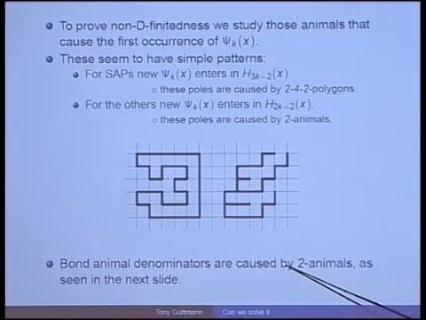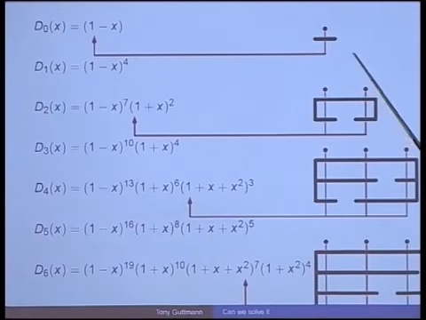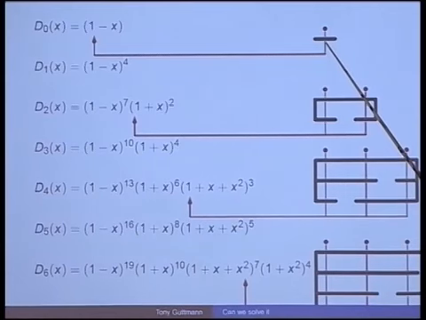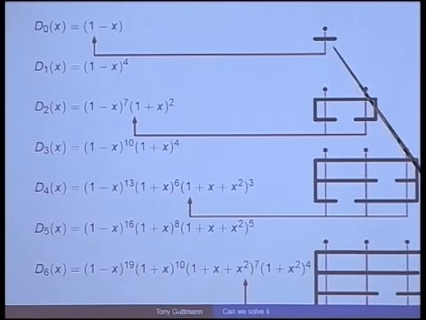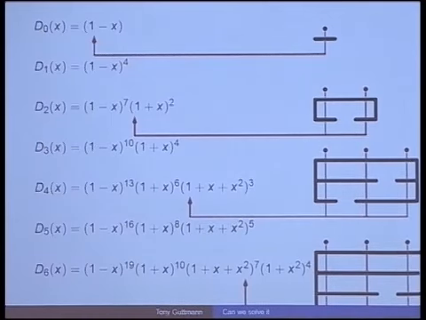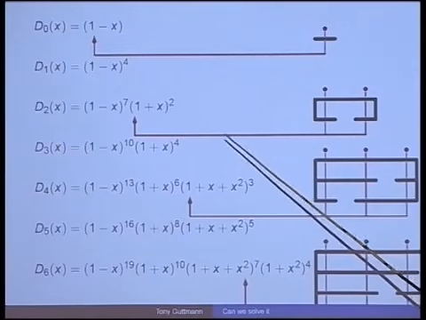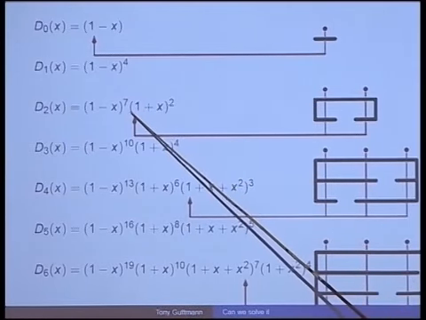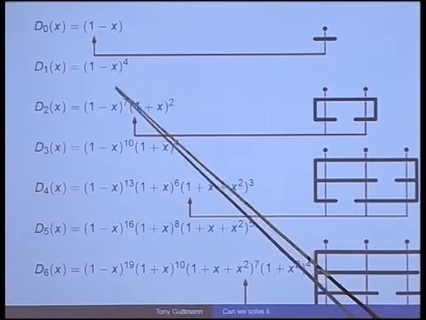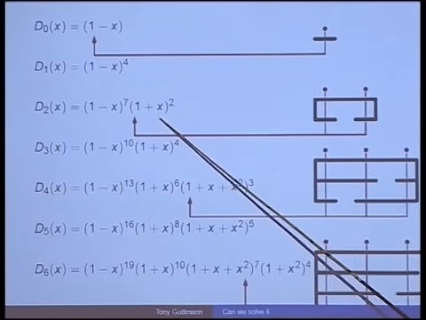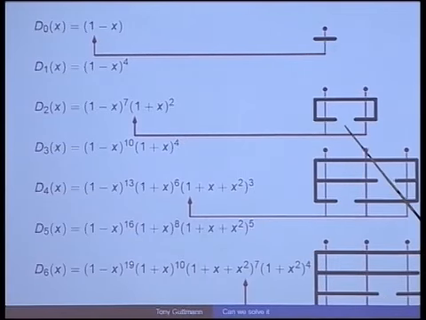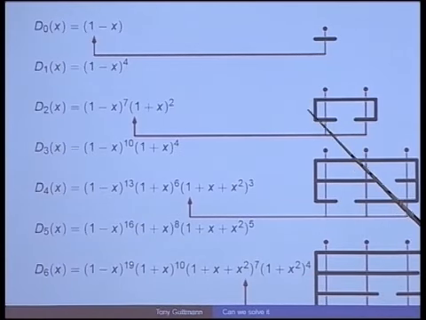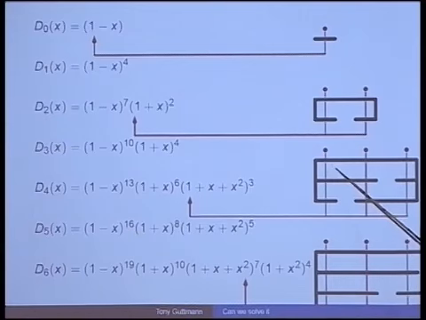And bond animal denominators are caused by 2 animals, as you can see in the next slide. So here we've got a 1 minus x in the denominator, as we've just seen, and here it is explicitly. At D1x, you've still only got the first cyclotomic polynomial. The first occurrence of psi 2x occurs in this guy, where you can expand this, and you can see this is the first 2 animal we've got. Then this is the next.